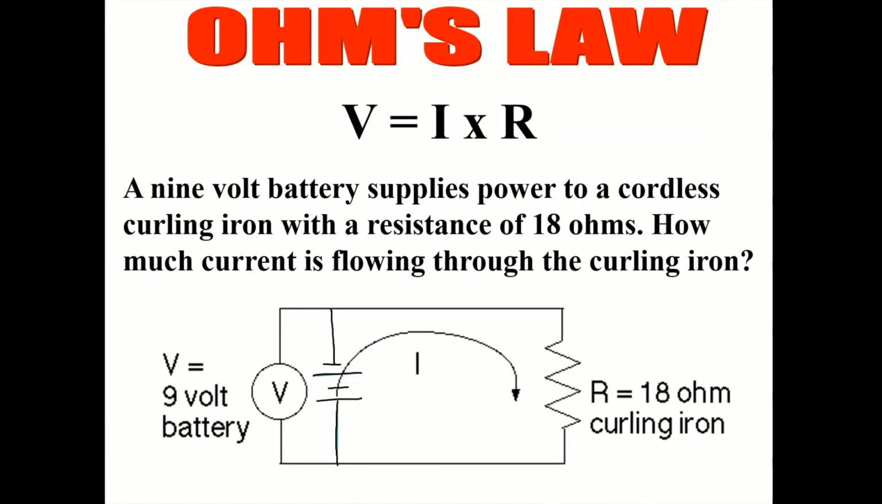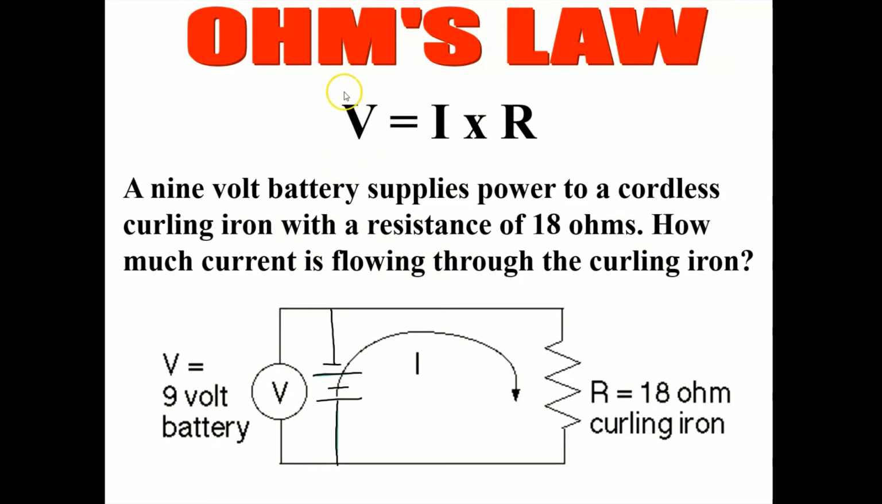Straightforward right here. If you have a 9-volt battery supplying power to a cordless curling iron or some other small appliance, and it has a resistance of 18 ohms, that means the resistance offered by the curling iron is 18 ohms. The 9-volt battery is your voltage supply. How much current is flowing through the curling iron?